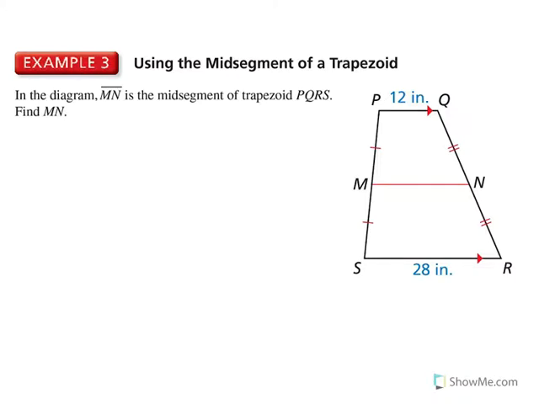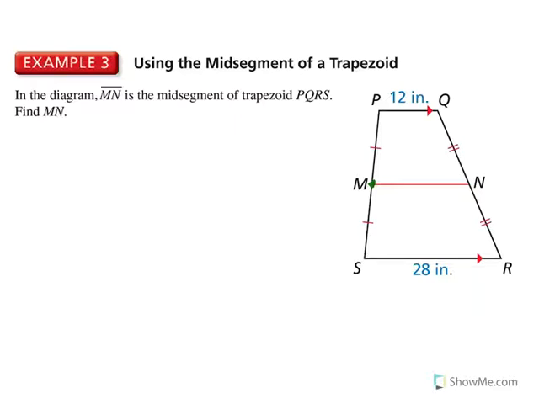So let's go ahead and put this to use. In this example, MN is the mid-segment. We can see that even if they hadn't mentioned it in our problem, because we have these tick marks. That tells me that M is the midpoint of PS. And we have these two tick marks on the other side, so that means N is the midpoint of QR. To find our mid-segment length, we're going to use the formula.